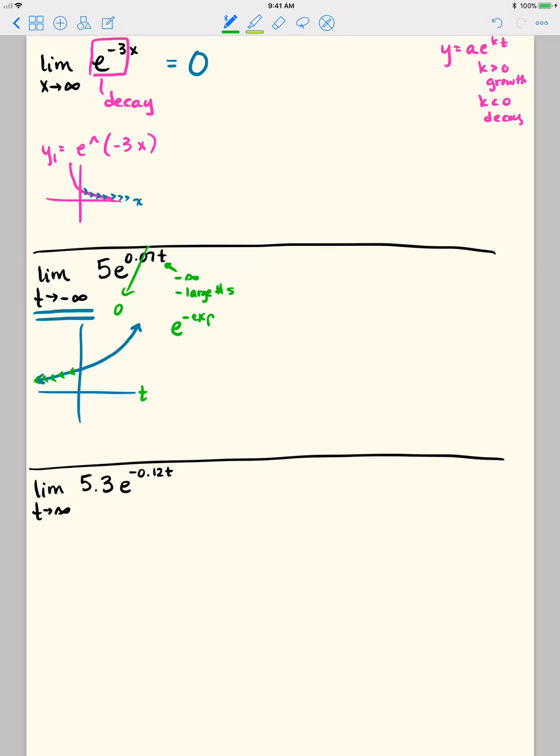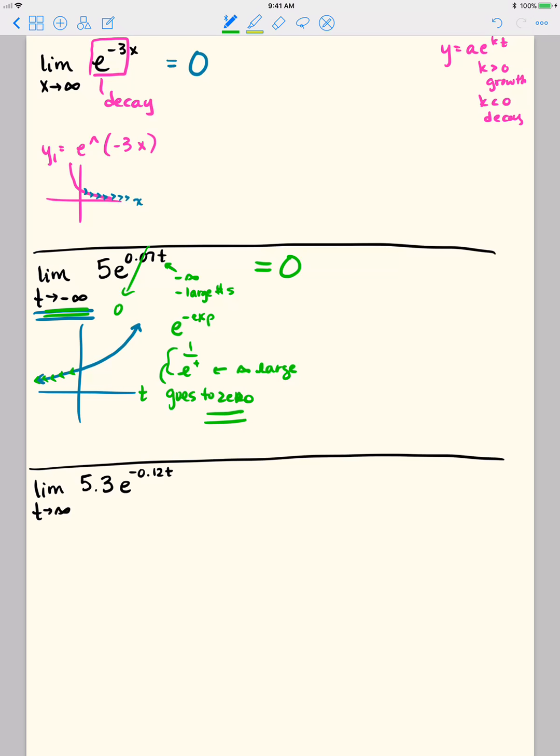Anytime you take e to a negative exponent, it would be like 1 over e to a positive, and if that exponent gets infinitely large, then the fraction itself ends up going to 0, because you divide 1, or in this case 5, by a bigger and bigger number. So if the denominator gets infinitely large, the fraction itself goes to 0 every time, and the limit for this function as t goes to negative infinity is going to be 0, because it's just what happens when the input values go to the left. It just approaches the x-axis, goes to 0, and there you have it.